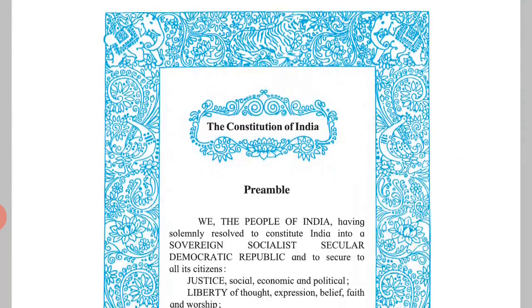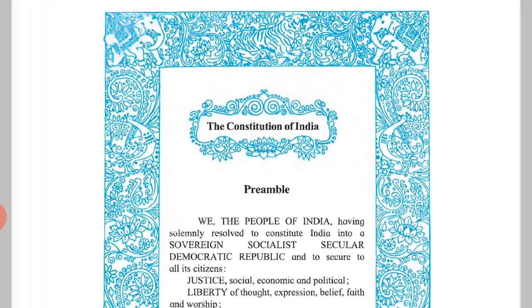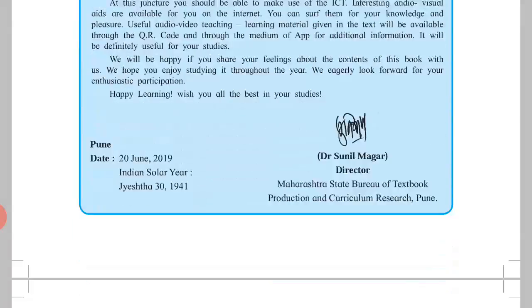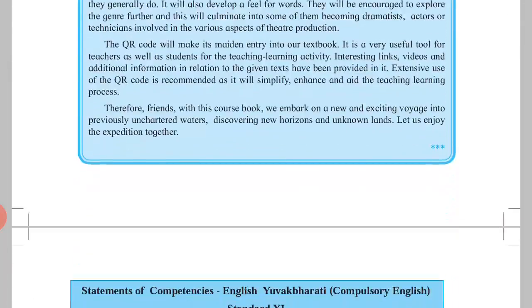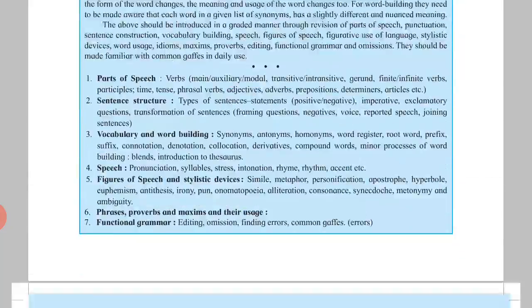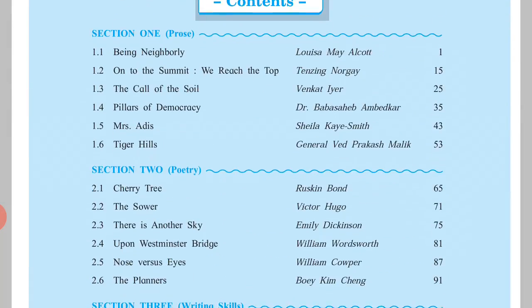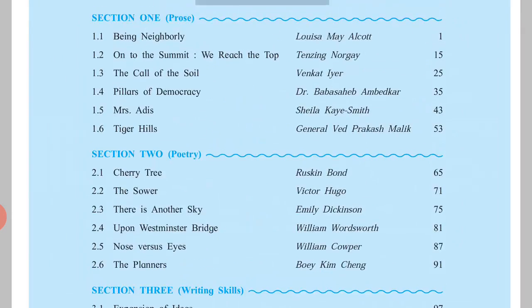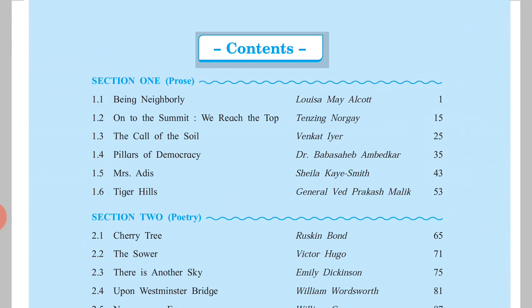In this academic year, in the English subject, we have to study various content: prose, poetry, writing skill, genre or drama. On this screen, these are the contents we have to study. In section 1, it is prose. We have to study 6 lessons in this academic year.